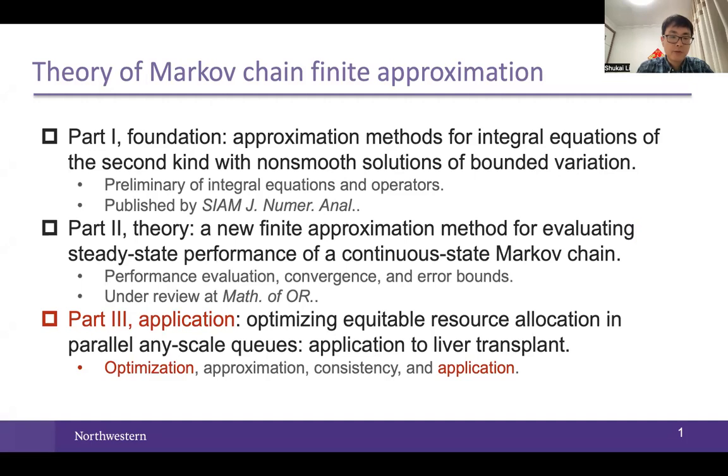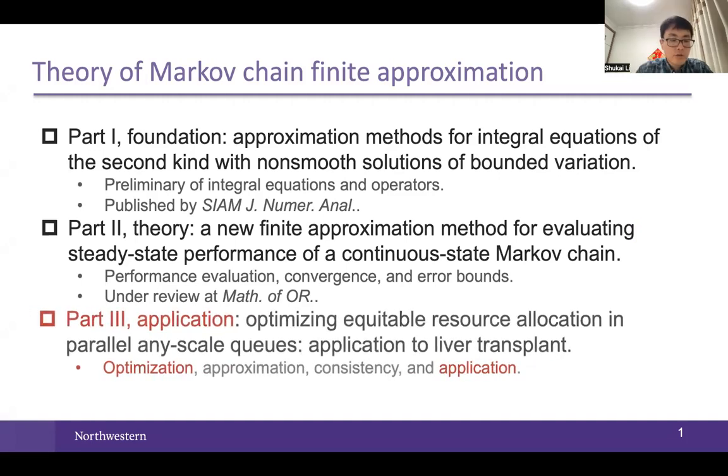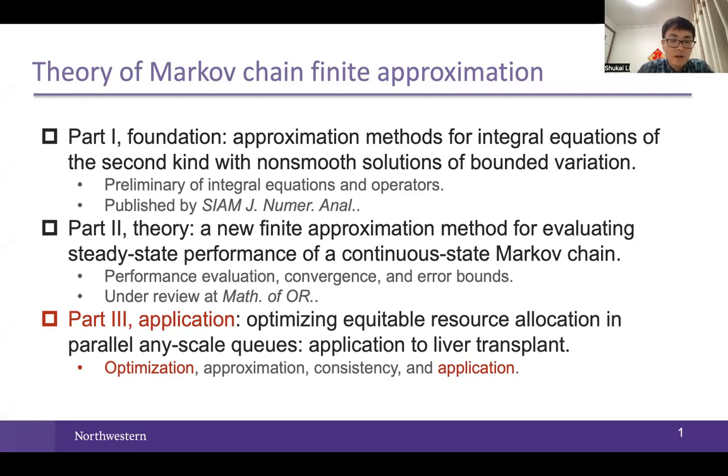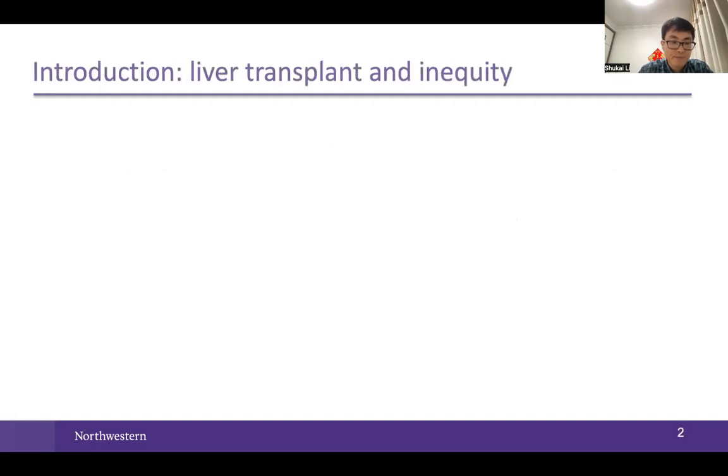This theory is about using tractable finite state Markov chain to approximate intractable continuous state stochastic system. This approach facilitates approximate performance evaluation and subsequent system optimization. The first two papers established the foundations and focused on performance evaluation. In contrast, this third paper focuses on optimization, solution consistency, and its specific application to transplant queues.